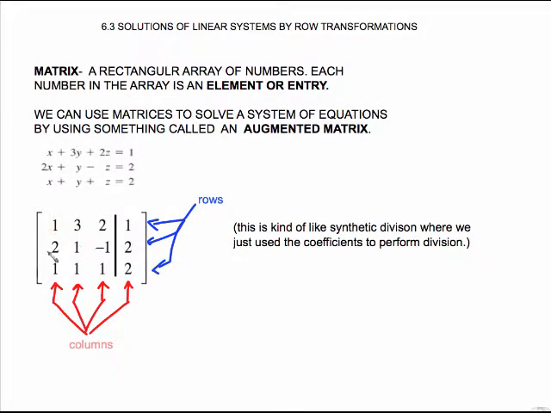And these are called rows, and these are called columns. And this is your X column, your Y column, your Z column, and your constant column. Now this whole idea of using just the coefficients is like we did in synthetic division, where we just use the coefficients to perform the division. So that's just setting up from your system into what's called the augmented matrix.